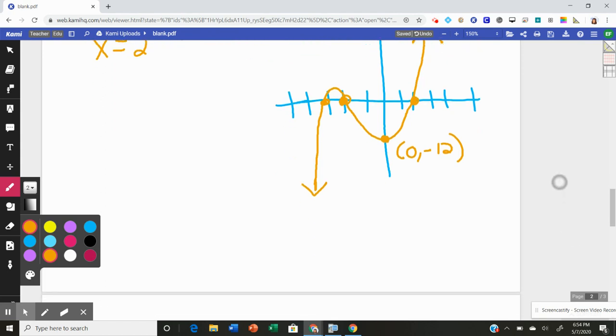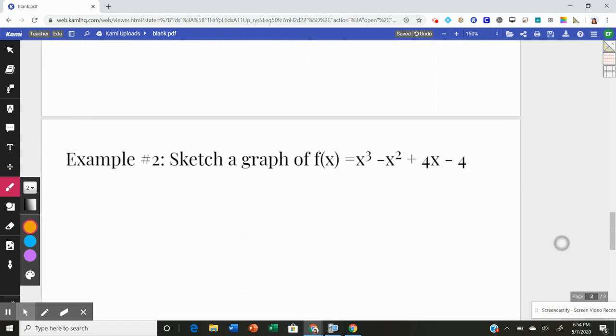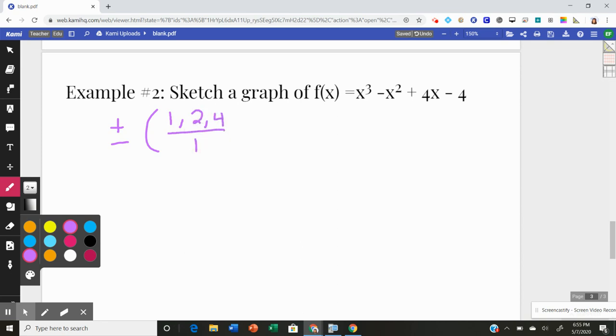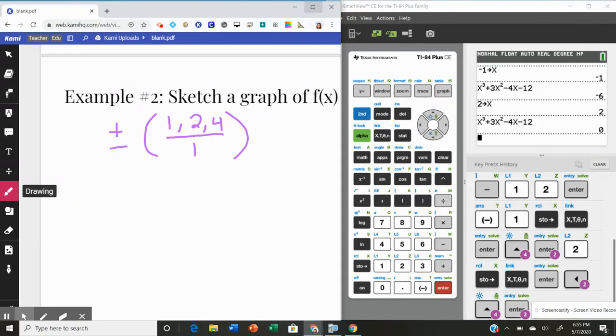All right, let's go down now and let's look at another example. So we have another function here that we need to graph. So again, let's go ahead and use our rational root theorem. Not a lot of stuff to test here, right? 1, 2, 4. All right, it looks like 6 options altogether. So that's good. Not a lot to test.